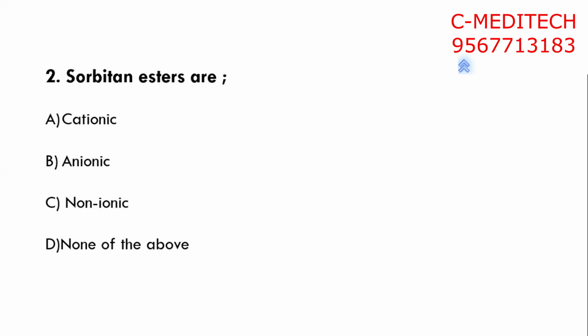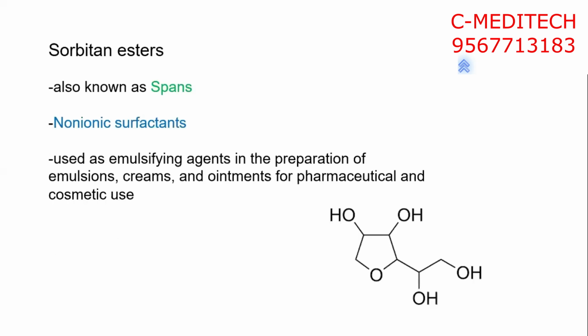Sorbitan esters are. So we have to know the nature of these sorbitan esters. The first option is cationic, second option anionic, option C non-ionic, and option D none of the above. So now let's see the explanation. Sorbitan esters are also known as SPANs and they are non-ionic surfactants. They can be used as emulsifying agents in preparation of emulsions, creams and ointments, mainly for pharmaceutical and cosmetical purposes.